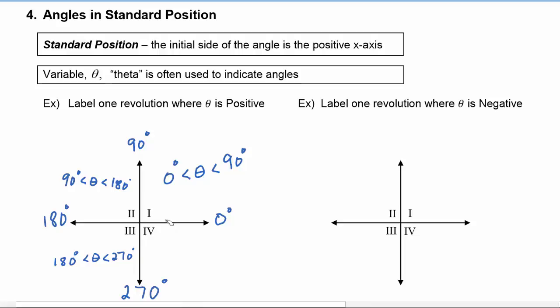And if the angle opened all the way around back to the positive x-axis, we know that would be 360 degrees, which would mean if the terminal side is here in quadrant 4, the angle measure is going to be between 270 and 360.